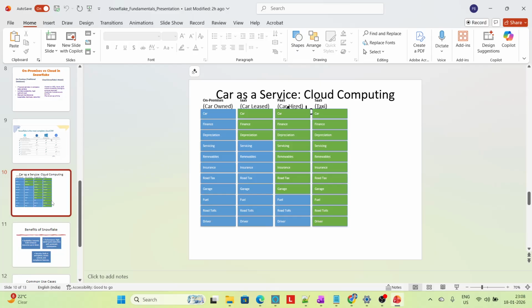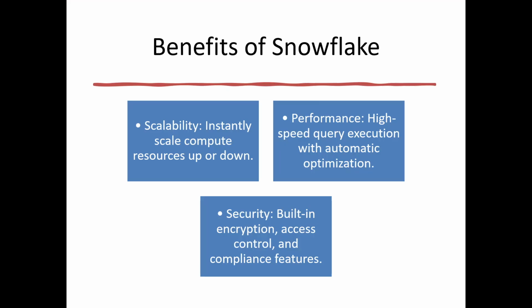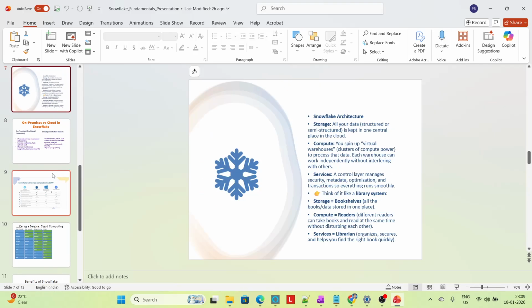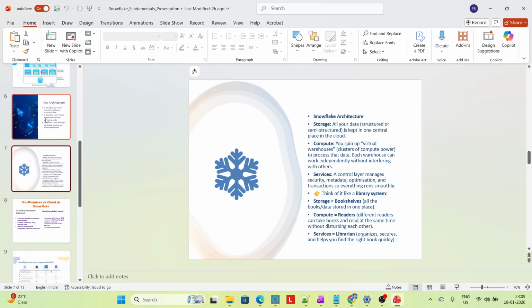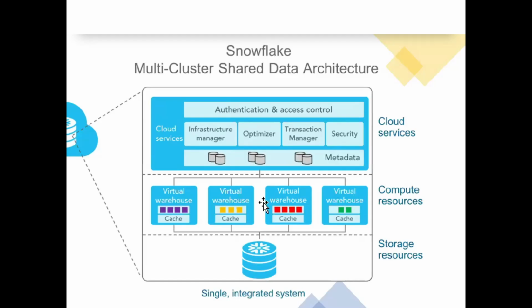Now if I go to Snowflake architecture, the benefit of Snowflake. What is the benefit? That means scalability, instantly scale compute resources up or down, performance, and security. Now we are going to talk about Snowflake architecture. This is the Snowflake architecture diagram, basically. Snowflake has configured their architecture.